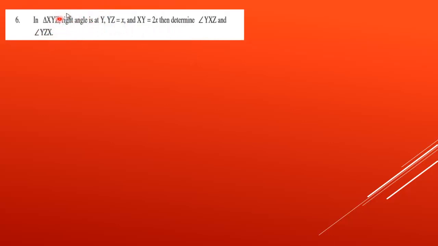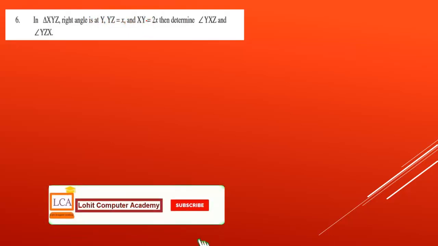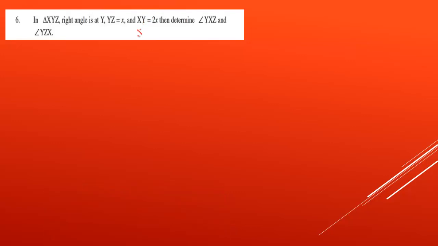This is the sixth problem in exercise 11.2. In triangle XYZ, right angle is at Y, YZ equal to X, and XY, this is not XY, the problem is given wrong. This is XZ equal to 2X. Then determine angle YXZ and angle YZX.